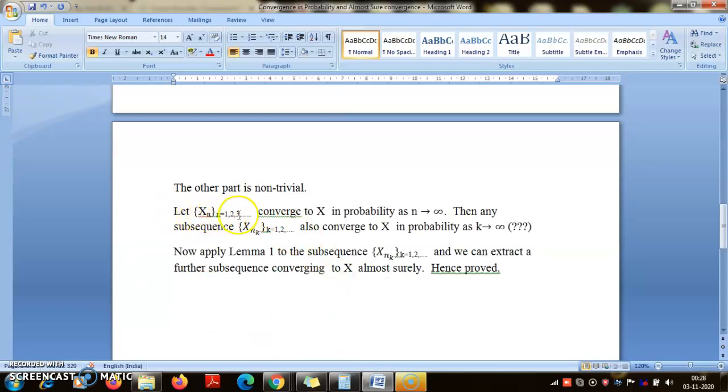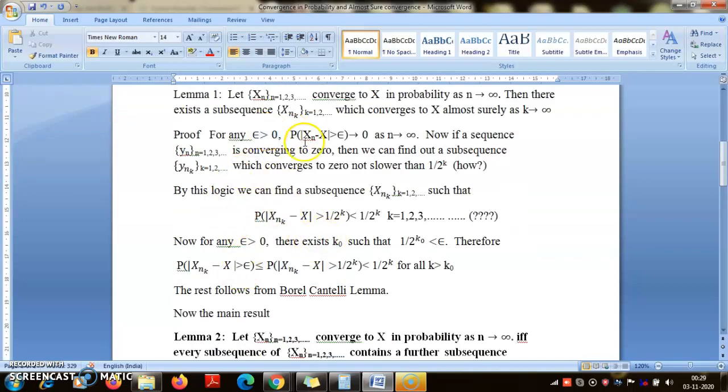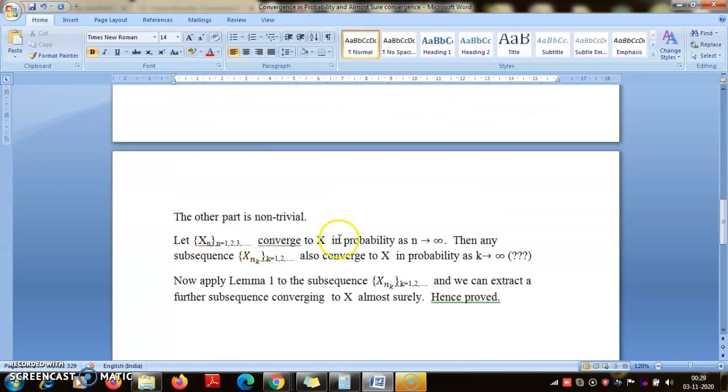So let x_n converge to x in probability, then any subsequence will also converge to x in probability. Why? Because the meaning of convergence in probability is that for any positive epsilon, the probability of |x_n − x| greater than epsilon goes to 0. Now instead of n, if you write n_k, that doesn't matter. So if any sequence y_n is going to 0, any subsequence y_nk also goes to 0. So if you give me any subsequence of x_n, that may or may not converge to x almost surely, but it will always converge to x in probability.